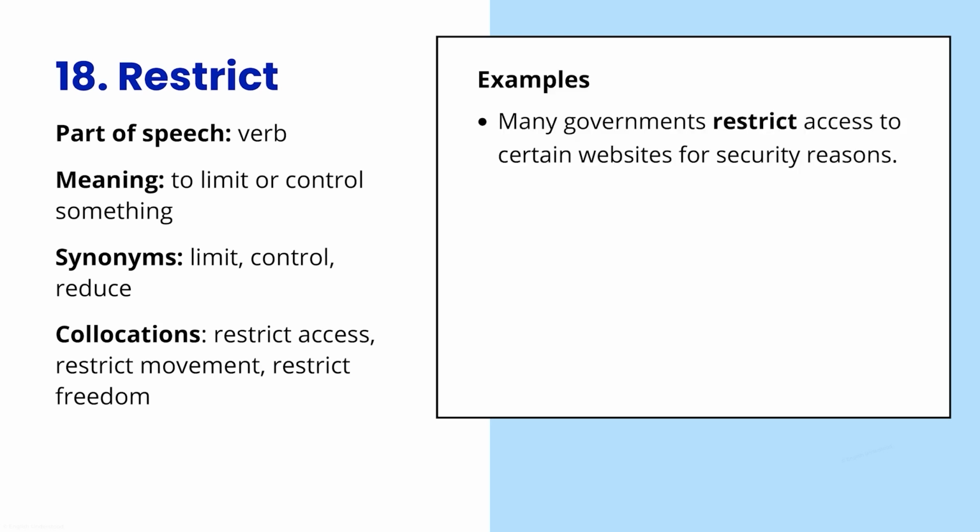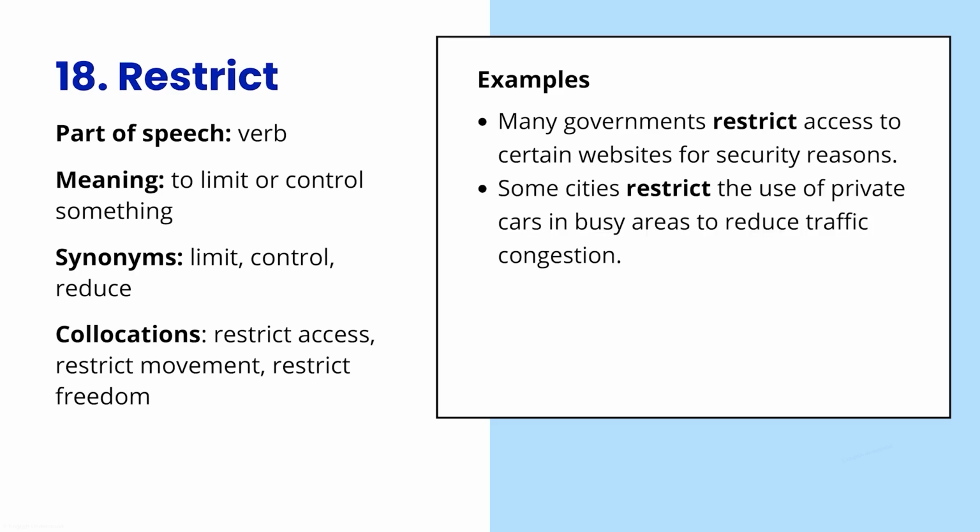Let's look at some examples. Many governments restrict access to certain websites for security reasons. So this means that many governments control or limit the access to certain websites because they might be dangerous or cause problems. Some cities restrict the use of private cars in busy areas to reduce traffic congestion. This means that the number of private cars will be limited or controlled. Why? To reduce traffic congestion.